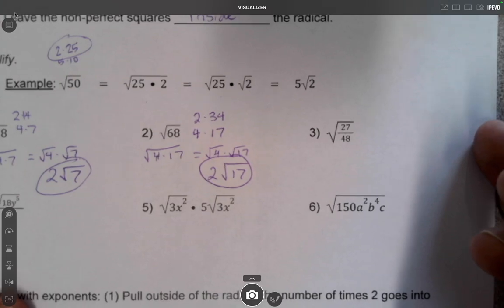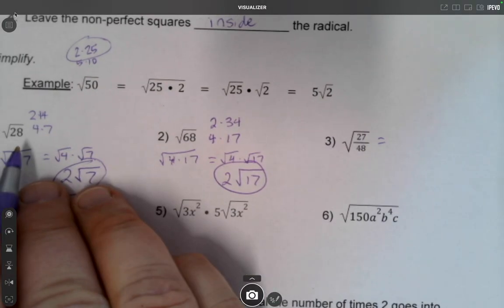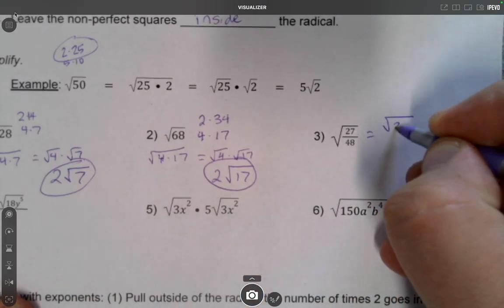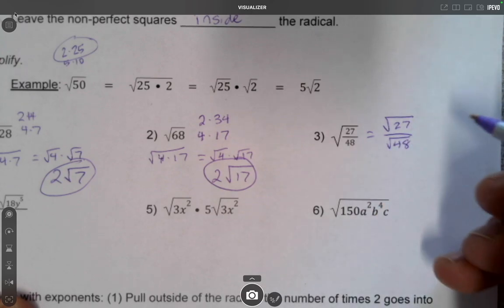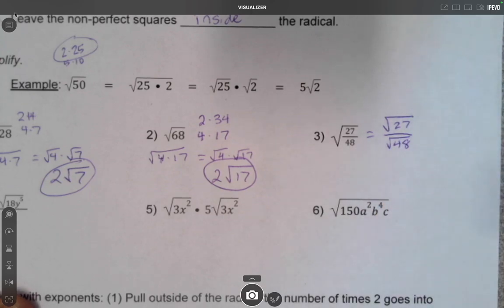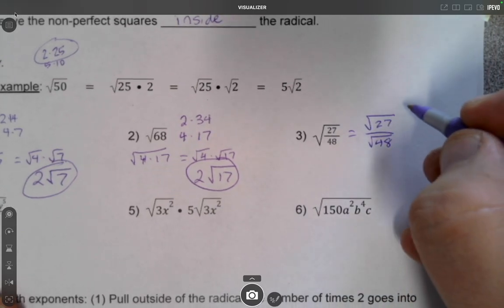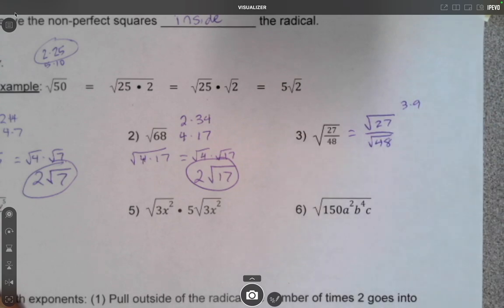Okay, number 3, in this one, these weren't already multiplication or division. This one is. So I'm going to first split this up into the two different radicals, because we're going to need to simplify the top and the bottom separately. So first I'll think about 27. 27 is 3 times 9. Hey, and 9 is a perfect square, so we'll use that.